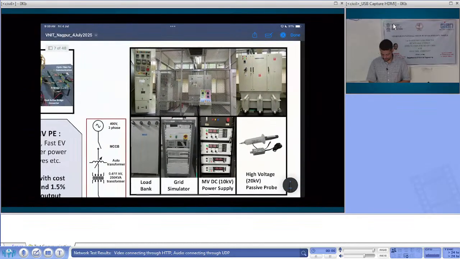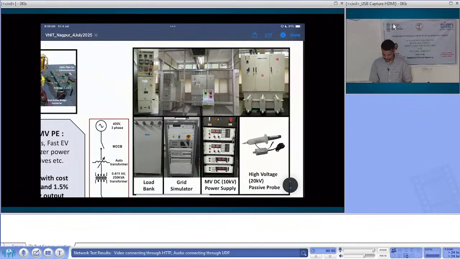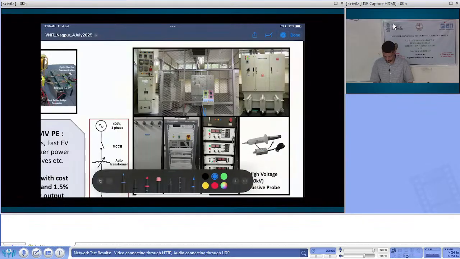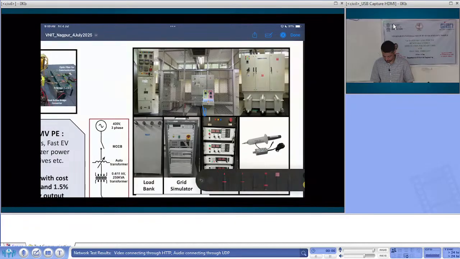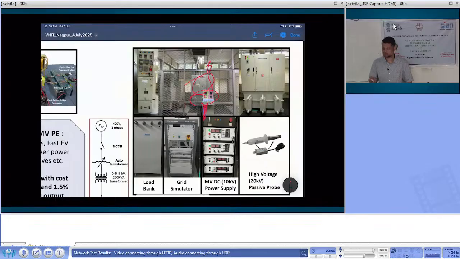So this is how it looks. Let me change the color of my pen. The 400 volt line comes from here. It goes to the circuit breaker, then to the auto transformer, then goes out. Outside we have a step up transformer which steps it up to 11,000 volts, and then it comes back here to the medium voltage circuit breaker, and from there it comes out, and then we put our device under test in that facility inside the cage.